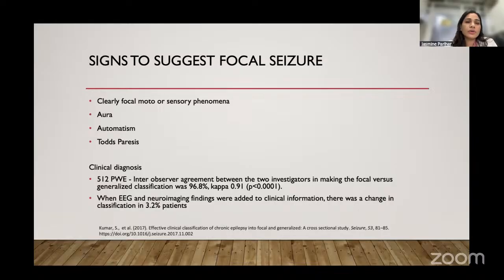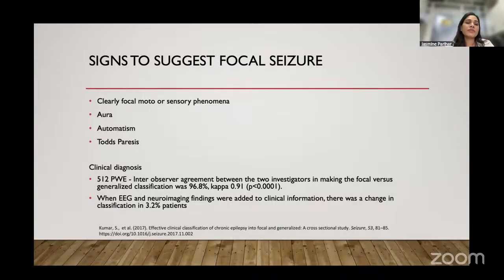Then aura is the second thing. Third is automatism. When the seizure happens, they have some picking movements, or one hand may be engaged in the seizure while the other hand is picking something, or they are just having some hand movements which are stereotyped, or they may be wiping their nose, or just touching their face. But repeatedly, if in all the seizures they are having such movements, it is likely an automatism, and then it also suggests a focal seizure.